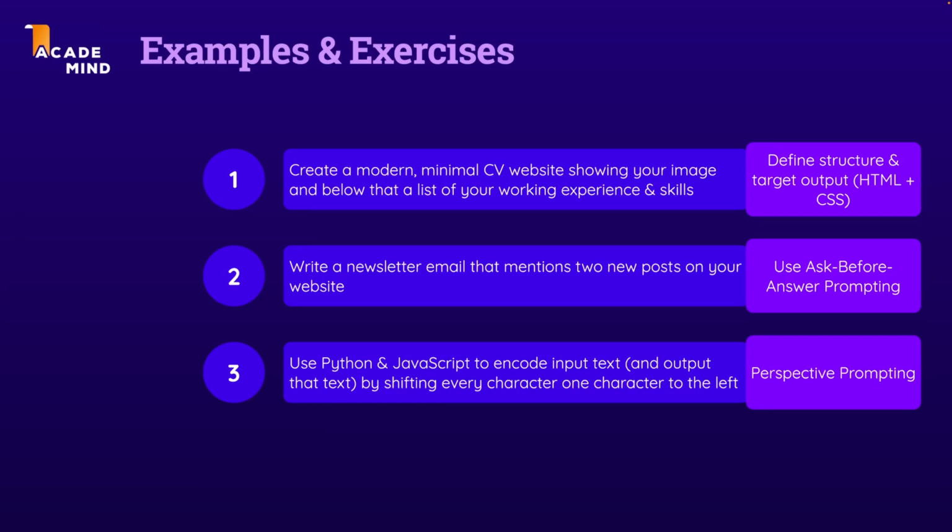Now, last but not least, for this last exercise here, I want you to, in the end, get ChatGPT to give you the code for a program that takes some input text and then encodes that text by shifting every character 1 character to the left, so that a D, for example, becomes a C, an E would become a D, and so on. And I want you to come up with a prompt that in the end gets ChatGPT to give you the code in 2 different languages, which could be considered to be a use case for perspective prompting. So these are your tasks.